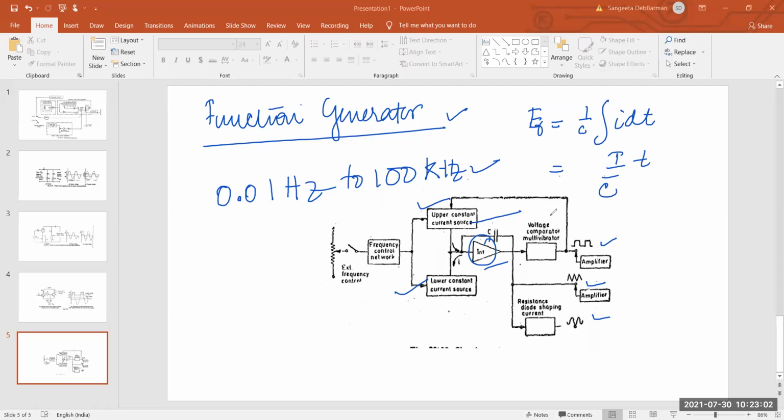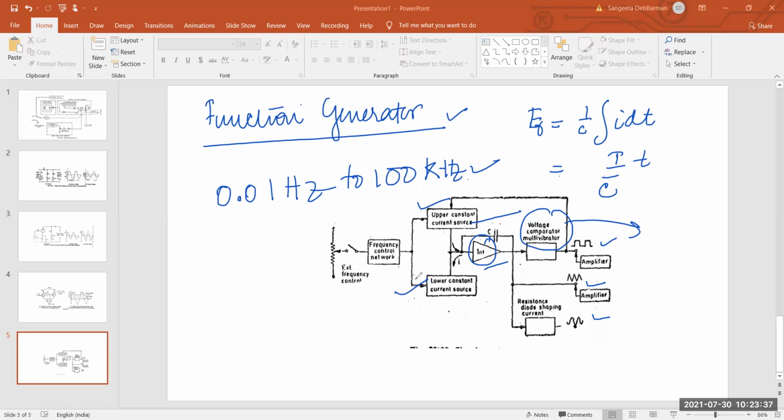Here a voltage comparator multivibrator has been used. Have you seen here? The voltage comparator multivibrator has been used here. It is mainly used to change the state at a predetermined level on the positive slope of the integrated output voltage. This cuts off the upper current supply and switches on the lower current supply. Two current supplies cannot work simultaneously. One has to be run and the other has to be stopped. So we cannot initiate two current sources at the same time.